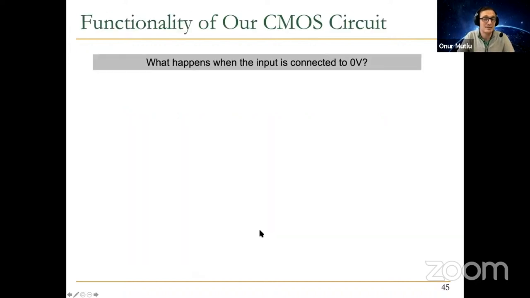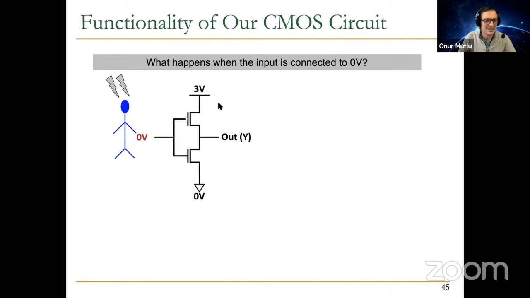So let's take a look at what happens when the input is connected to 0 volts. We're going to use our person over here. Of course, it's not a person, right? There's some driving wire over here that gets loaded with some voltage. So if this is 0 volts, what happens? Remember the operating principles of our P-type and N-type. Let's start with the N-type because that's what we started with. 0 volts goes over here. This becomes an open circuit. It doesn't transmit, it becomes open. So this doesn't get connected to the output, right? Zero doesn't get connected to the output, that's good.